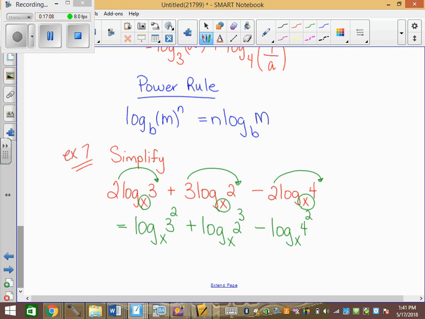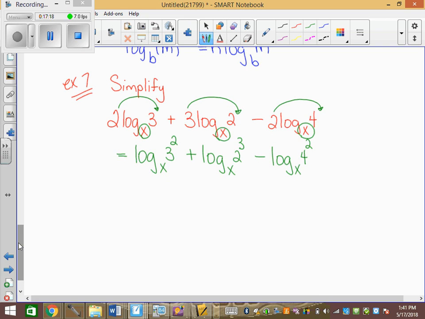Now, because these are numbers, we can actually literally put a number in for it, correct? We can simplify them before we even put them together. So we have log base x, and what's beside it? 3 squared, which is 9, correct? And then log base x, 2 cubed, which is 8, minus log base x, 4 squared, which is 16. And now we can put them together, right?